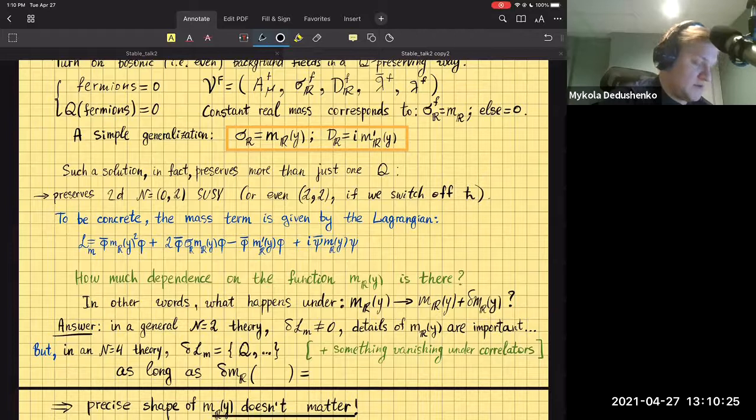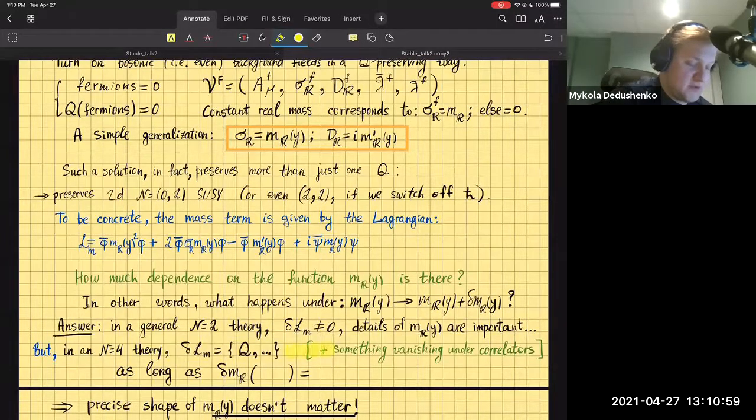Well, it turns out that in general N=2 theory, the variation of this mass term is non-zero, and in fact, the details of this y dependence are important. But in N=4 theory, even if we have this SUSY breaking parameter h bar, the variation is Q exact. So it's a Q of something.